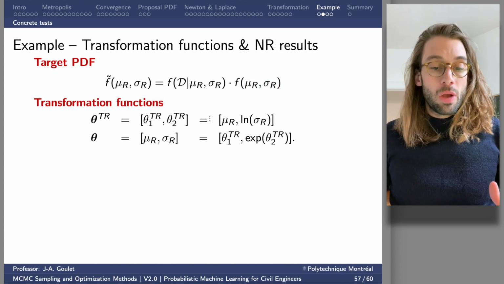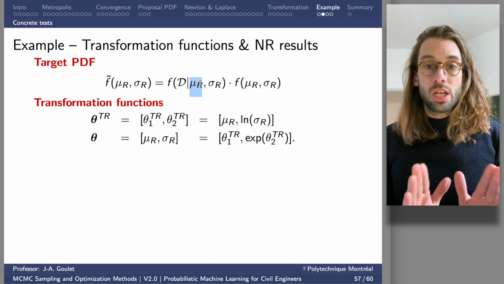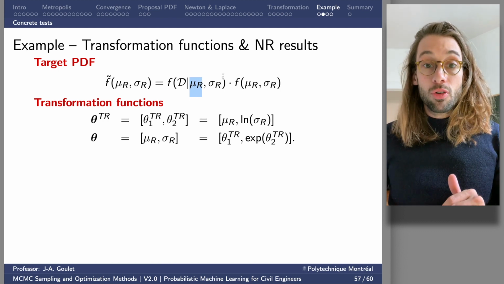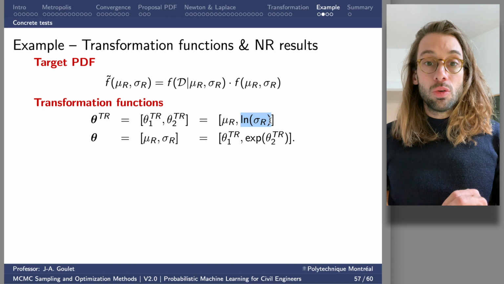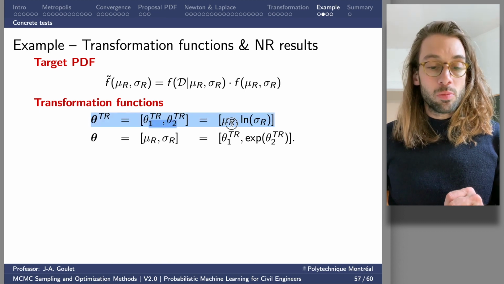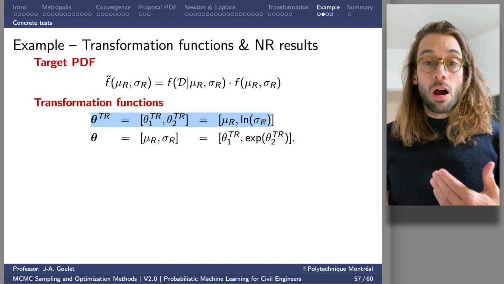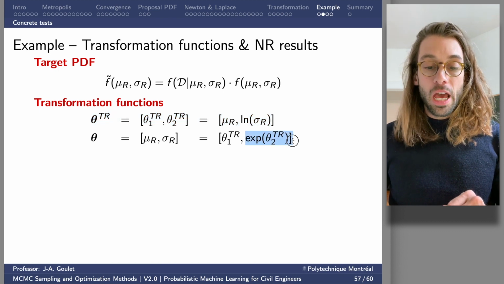So here we have to look at my parameters. Mu is defined in the real space, so no transformation needed. However, sigma is only defined for the positive domain. So in that case, for my second parameter, I want to use a logarithmic transformation function so that in my transform space, both mu r and sigma r transform are in unbounded space.